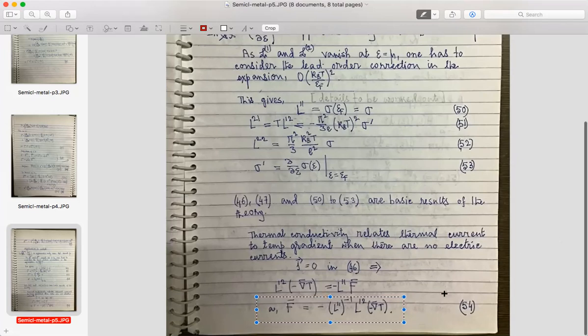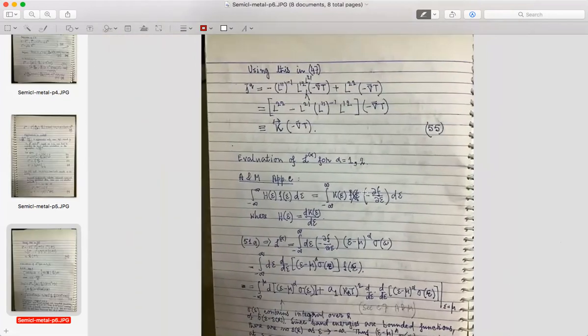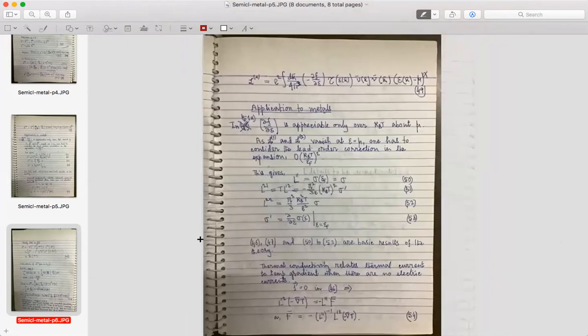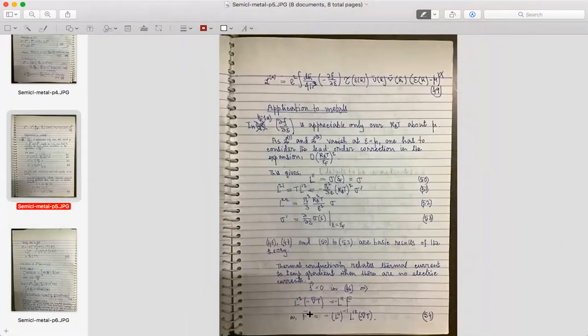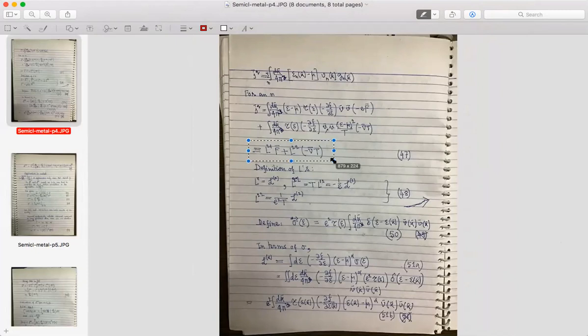So now let us see what these are. What more can we do from here? So this is the condition for the charge current to be 0. F has to be equal to this L11 inverse times L12 times grad T. And then we want to put that in. So we will put that expression for F in the expression for this heat current. And then if we get heat current to be proportional to the temperature gradient, then whatever the proportionality constant is, that is my thermal conductivity.